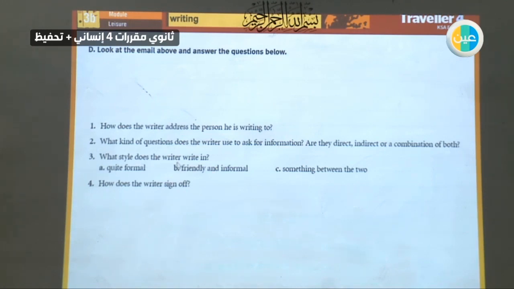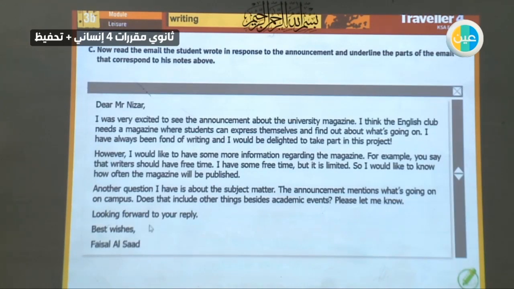Number 3, what style does the writer write in? Which style? Is it quite formal, very formal, or friendly and informal, or something between the two? We talked at the beginning that semi-formal means something between the two. So the writer here writes in semi-formal, something between the two. Number 4, how does the writer sign off? His signature. How does the writer sign off? Let's go back. Looking forward to your reply. This is the sign of best wishes. What about using best wishes? It is something semi-formal. It's not informal and it's not formal. So the writer here, Faisal, wrote this email in a semi-formal style.